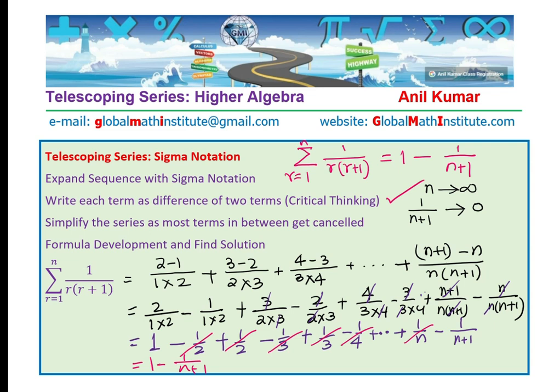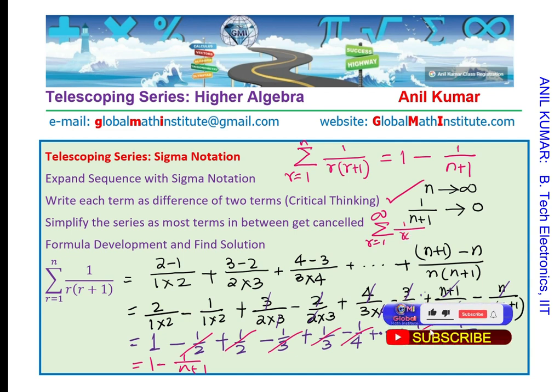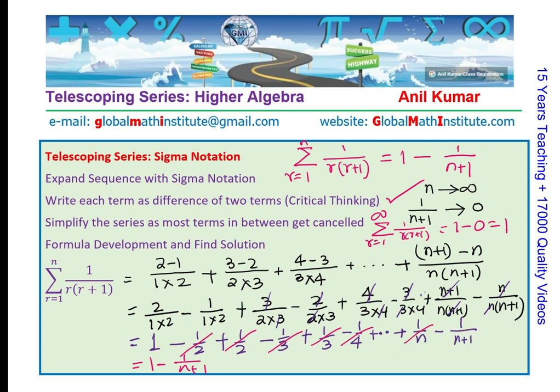So let's now understand what is the formula when we do this expansion for r equals 1 to infinity, for 1 over r times r plus 1. So that will be 1 minus 0, right? Which will be 1. So basically that will be just 1. The sum of this series will be 1 if n is extremely large. So in any case, the sum approaches 1. Perfect. So I hope you have understood this concept.